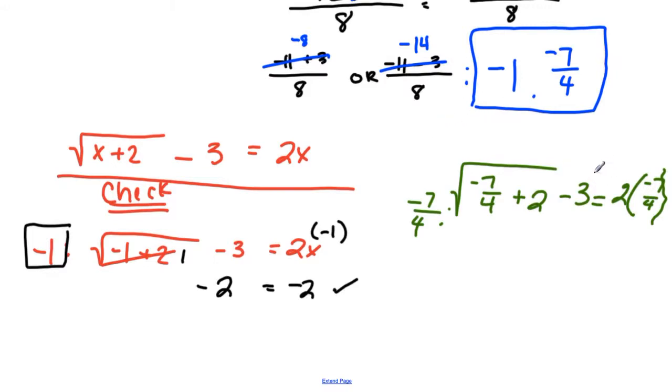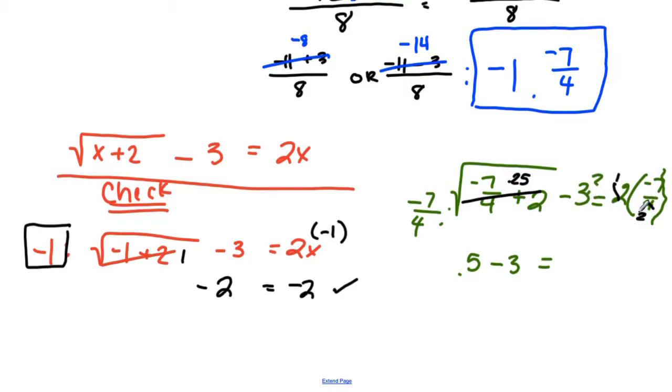Okay, let's put that question mark there. All right, negative 7 fourths plus 2 is 0.25. So this gives us 0.25 underneath there. The square root of 0.25 is 0.5. So now we have 0.5 minus 3. Does it equal, let's see, 2 goes into 4 2 times and goes into itself once.